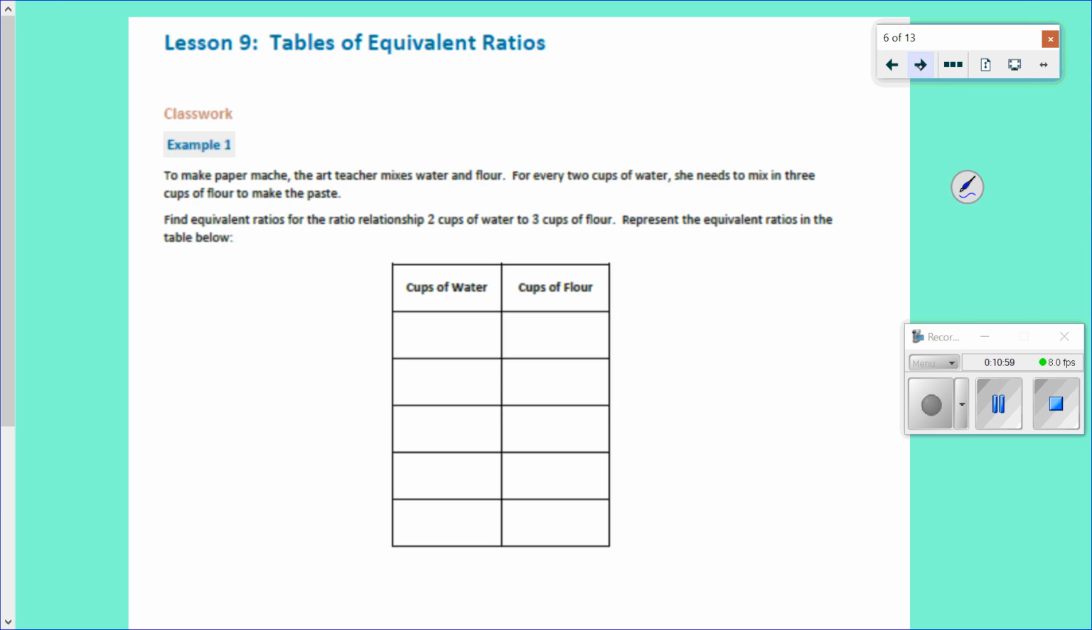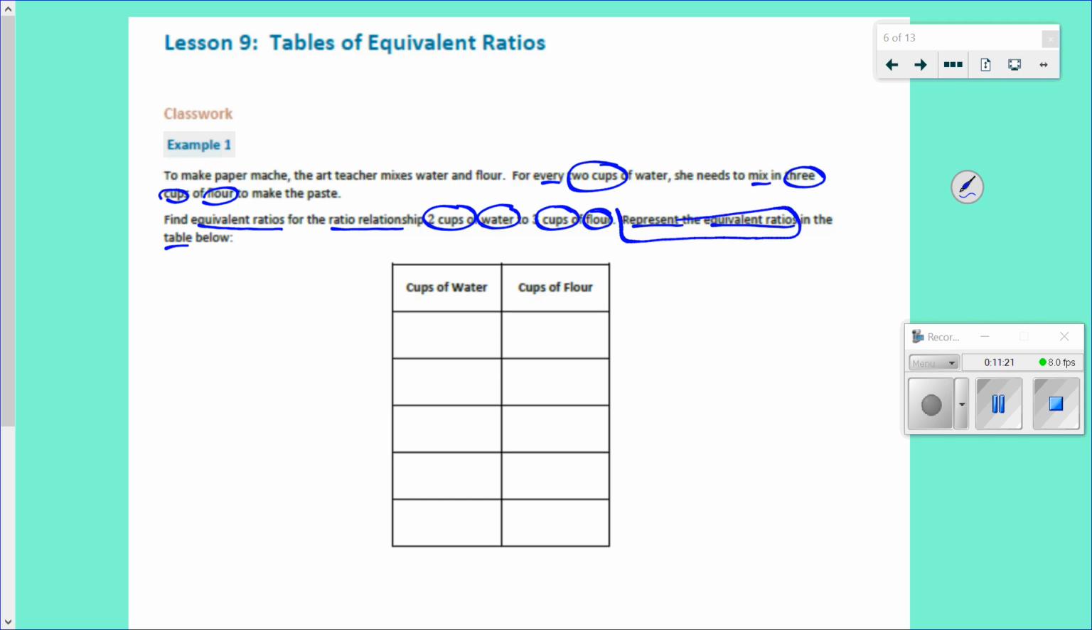So, first one, to make paper mache, the art teacher mixes flour and water. For every 2 cups of water, she needs to mix in 3 cups of flour to make the paste. Find equivalent ratios for the ratio relationship 2 cups of water to 3 cups of flour. Represent the equivalent ratios in the table below. So there's 2 parts. We need to find the equivalent ratios, and we're going to put them in the table. Funny enough, we can actually do both at the same time.